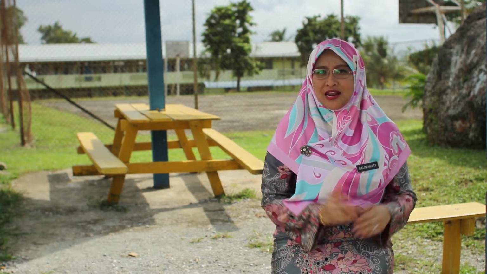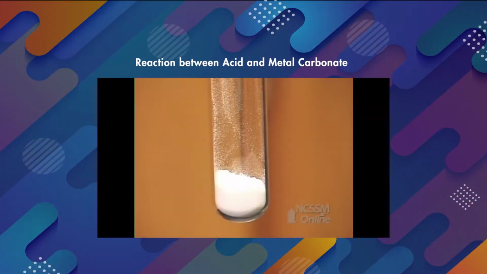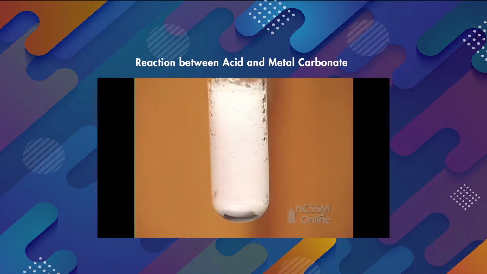To know more, let's watch the following video. Reaction of a metal carbonate and an acid. We will start out with white calcium carbonate and add a solution of hydrochloric acid. The calcium carbonate and the hydrochloric acid react rapidly to form carbon dioxide and water and calcium chloride.